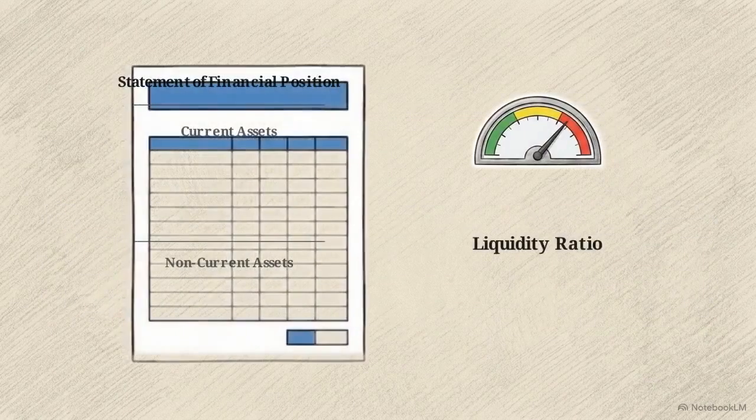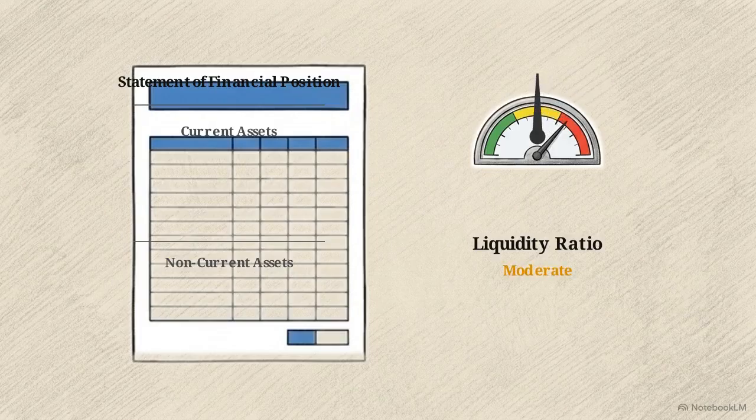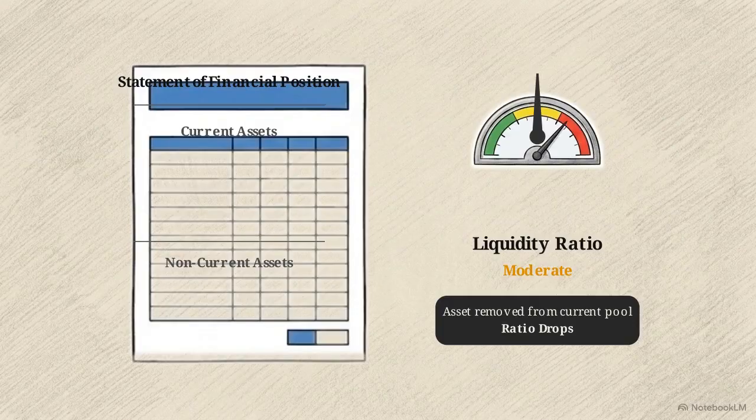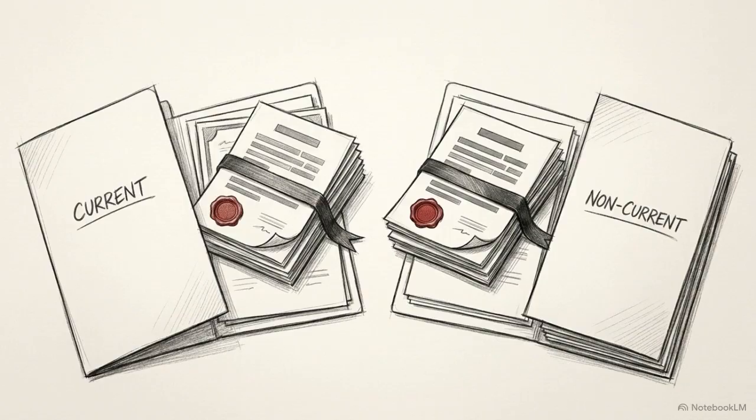This chosen classification dictates exactly where the asset appears on the statement of financial position, which directly alters the company's reported liquidity ratios. Two identical blocks of shares can sit in completely different sections of a company's balance sheet. Strategic intent is the deciding factor in financial reporting.